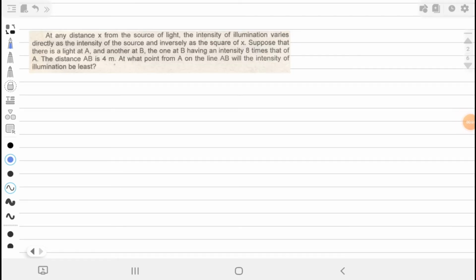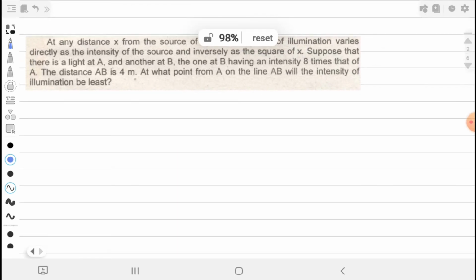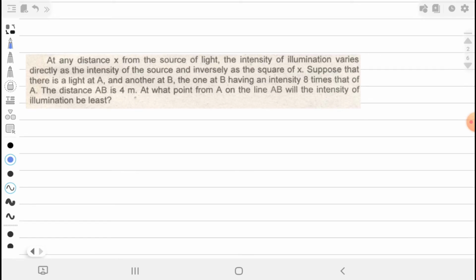So, let's have this problem. At any distance x from the source of light, the intensity of illumination varies directly as the intensity of source and inversely as the square of x. Right? So here, in order to get the maximum and minimum value, you should take note of the different parameters.